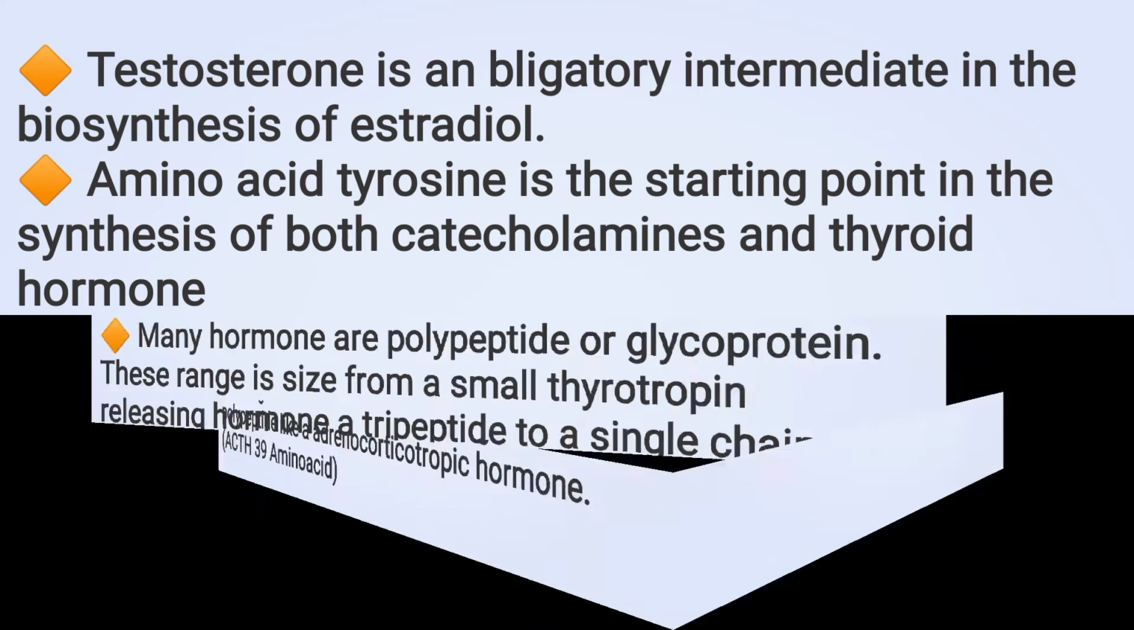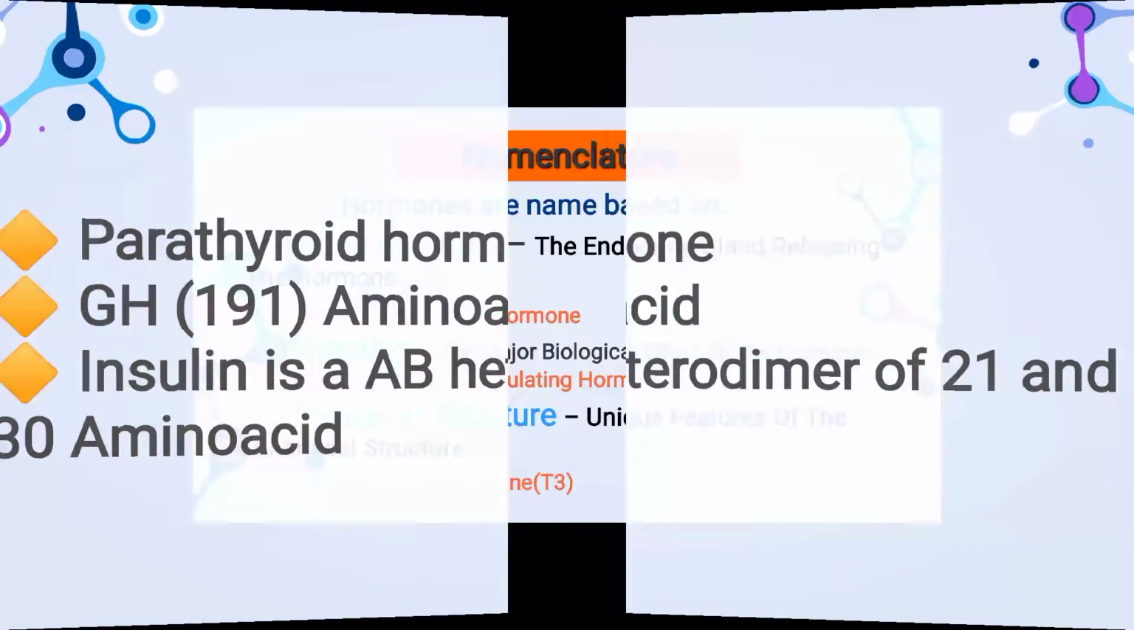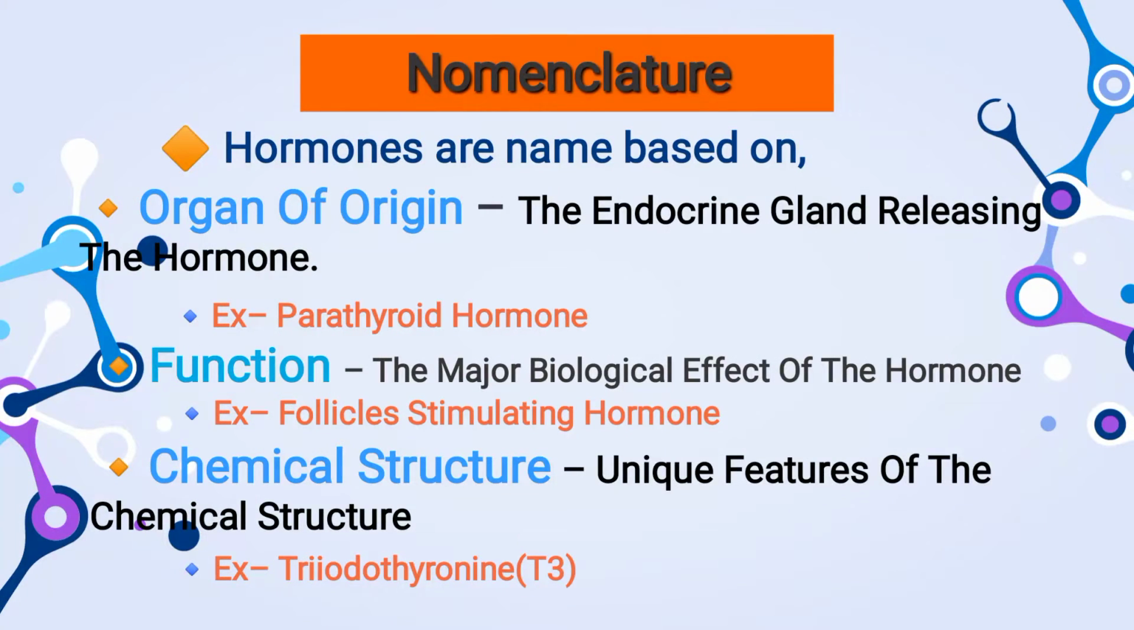Now, I am going to start the nomenclature of hormones. At the third International Conference on the Standardization of Hormones held at Geneva in 1938, the terms of nomenclature were considered. It was agreed that hormones are named based on organs of origin, function, and chemical structure.